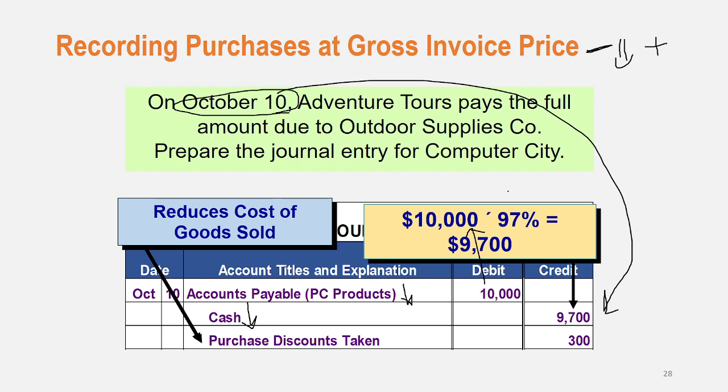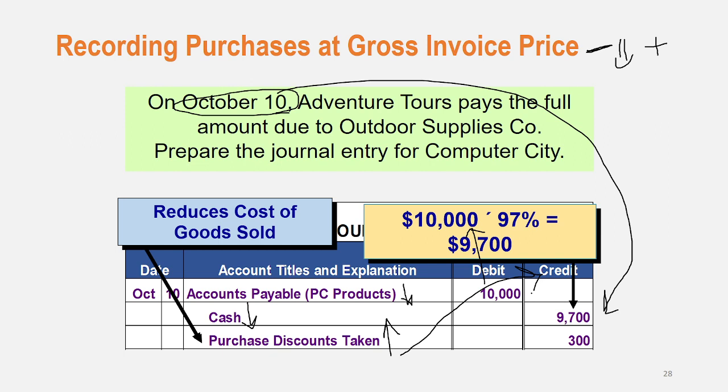And number 3 is the new account, and this is purchase discounts taken. In fact, the purchase discount taken reduces cost of goods sold, in other words, this is contra cost of goods sold. Because this reduces the cost of goods sold, we always consider an increase in this account under the credit part, because it's totally different and contra of the cost of goods sold account.